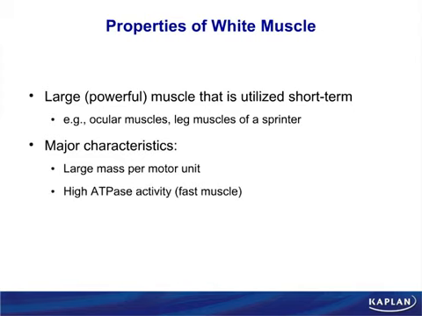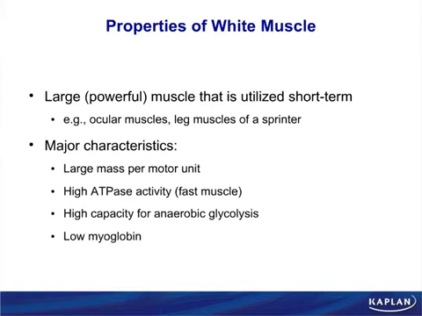It has a high ATPase activity, as we indicated before. Line B on our force velocity curve. It's more powerful. It has a very high capacity for anaerobic glycolysis because it has a low level of myoglobin. Remember, myoglobin is that oxygen binding protein. As a result, white muscle, anaerobic glycolysis, this is going to be the muscle that releases lactate. This high capacity for anaerobic rather than aerobic means it's going to fatigue quickly. So it's powerful, it's fast, but it doesn't last long. And it will release lactate.